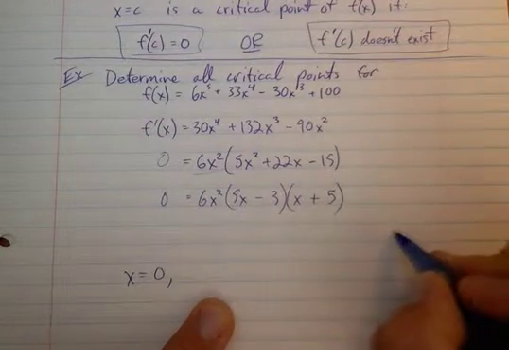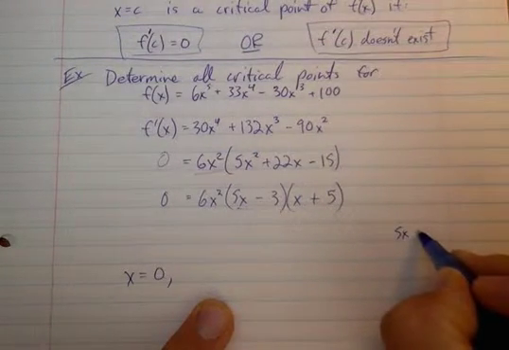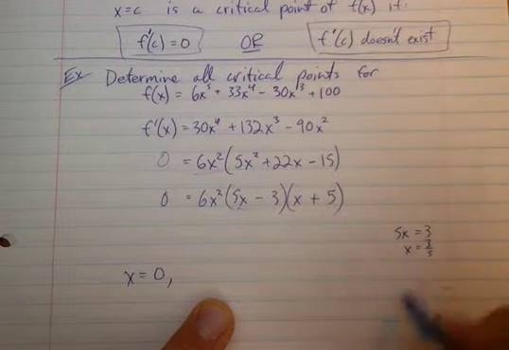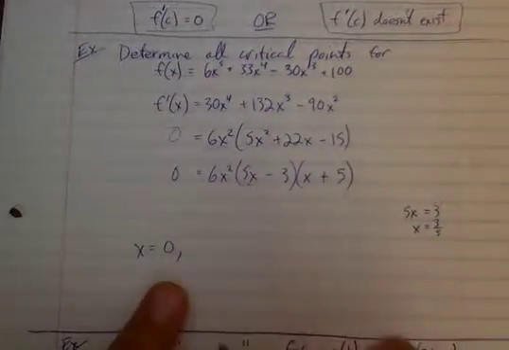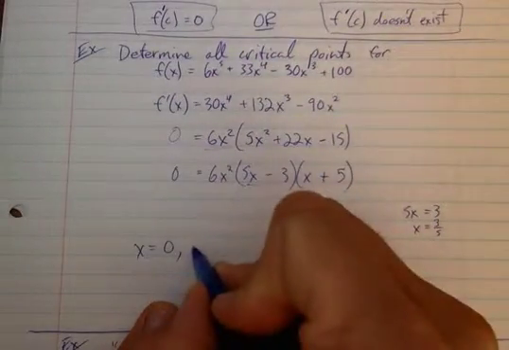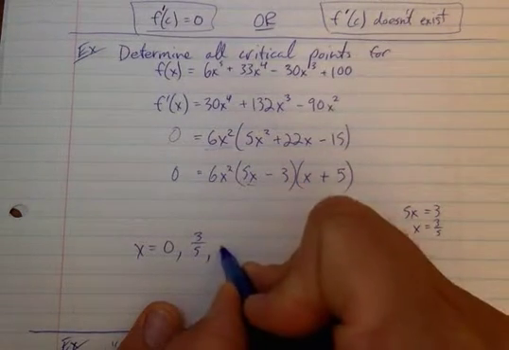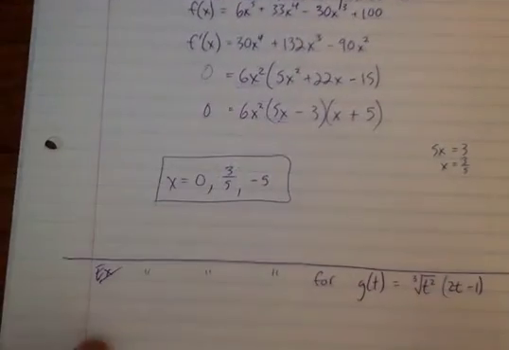So how do we solve for the x's? We know that x is 0. Let's set this equal to 0. 5x minus 3 equals 0. So 5x equals 3. x equals 3/5. And then x equals negative 5. So x equals 3/5, and x equals, yet again, negative 5. Those are our critical points.